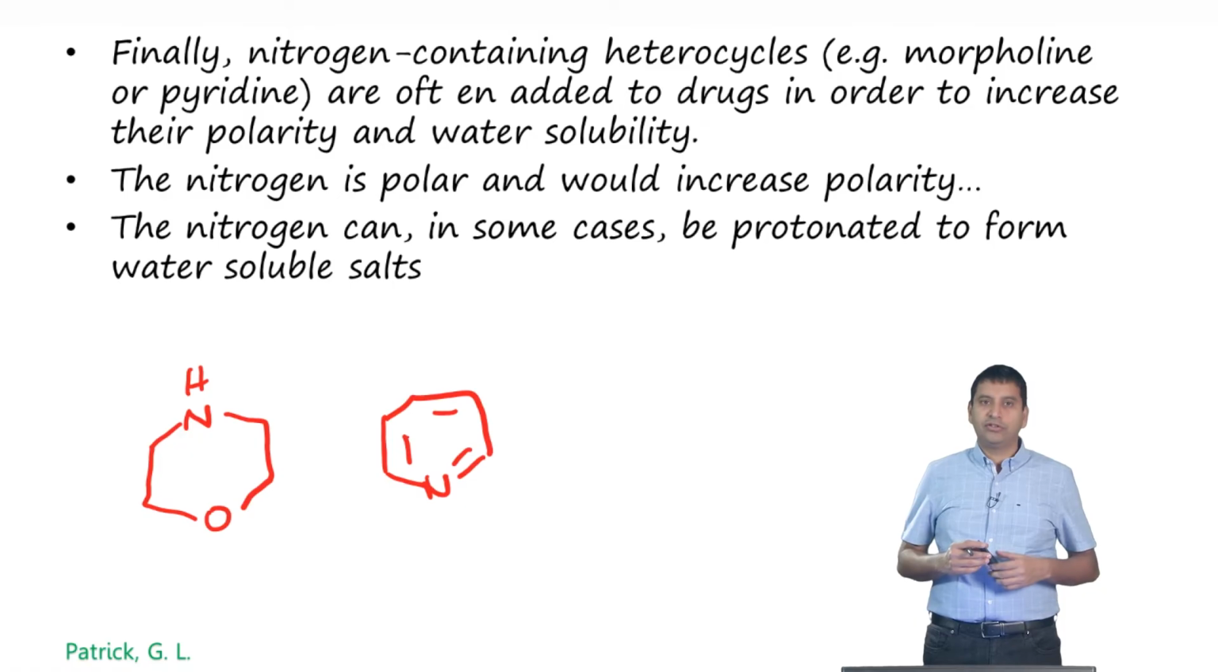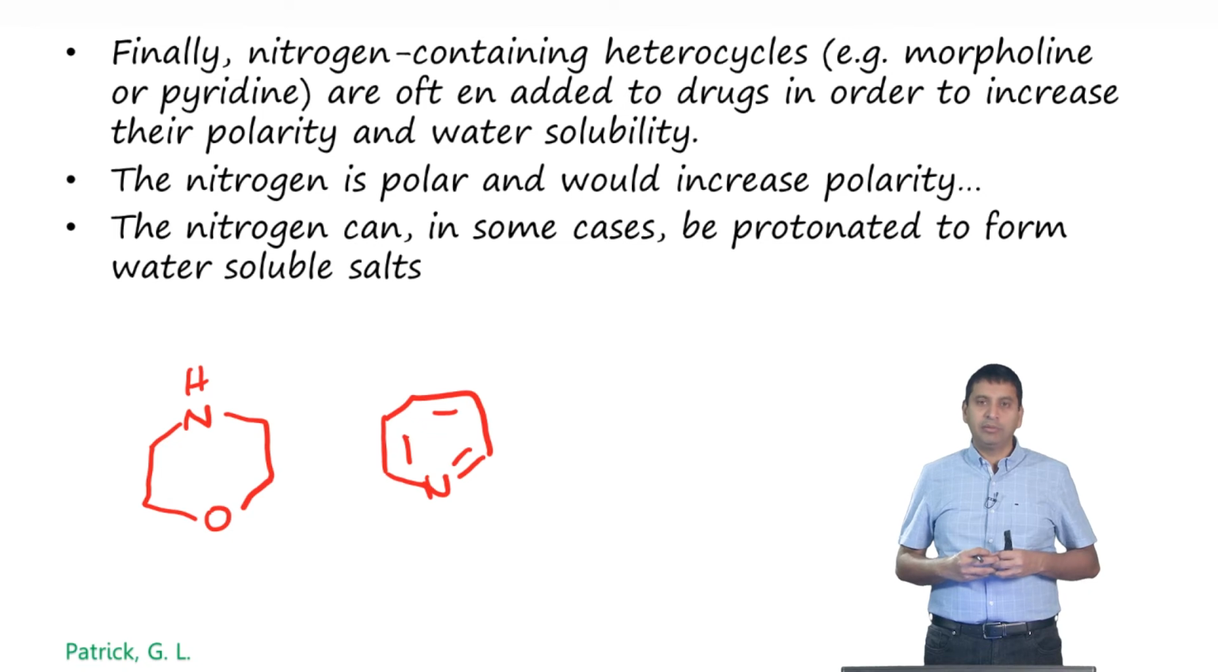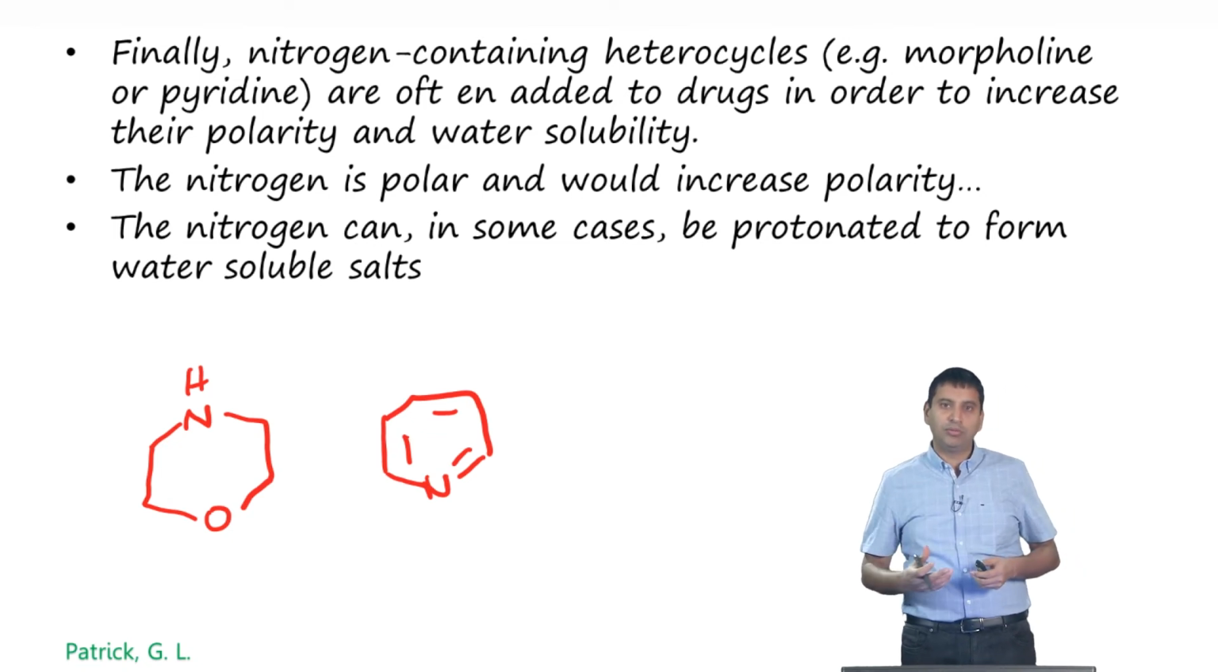Finally, nitrogen containing heterocycles such as morpholine or pyridine are often added to drugs to increase their polarity. So, morpholine is the structure shown, which has an oxygen and a nitrogen in the ring, and this greatly increases the polarity. So, because nitrogen is polar, you are going to increase the polarity, but also nitrogen can be protonated and it will form a water soluble salt.